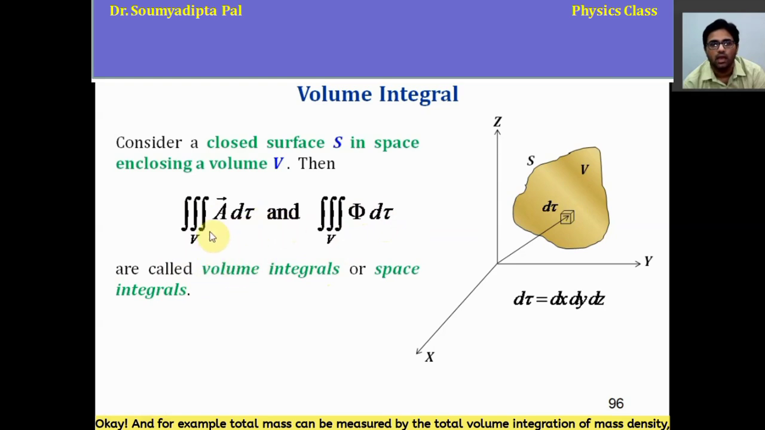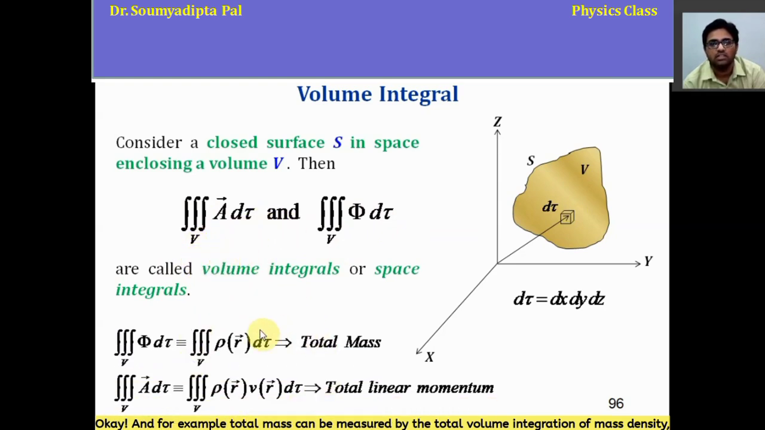Okay, for example, total mass can be measured by the total volume integration of mass density, which is a scalar field, right? And total linear momentum is measured by the total volume integration of rho V. Here rho is the mass density and V is the velocity of the mass. So this is an example of volume integral of a vector field.